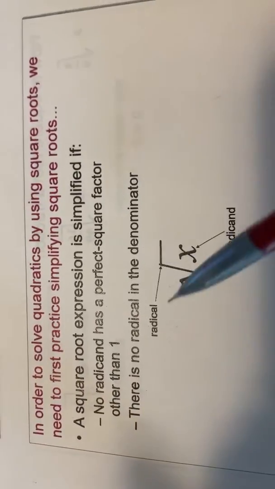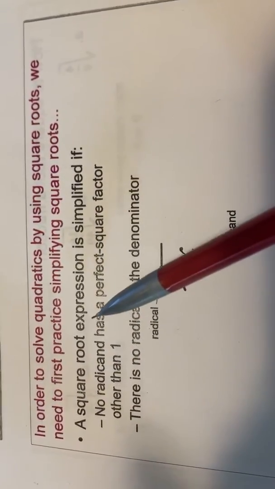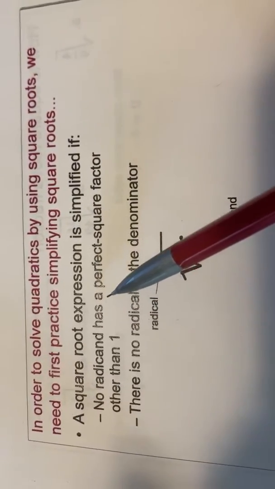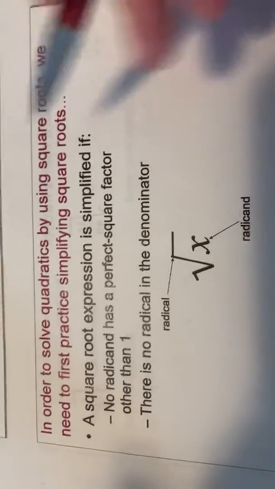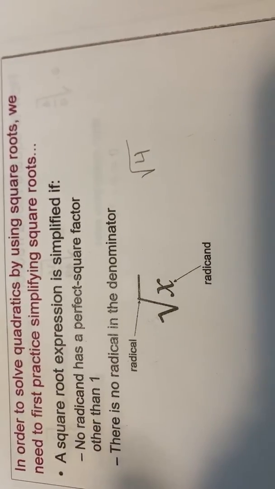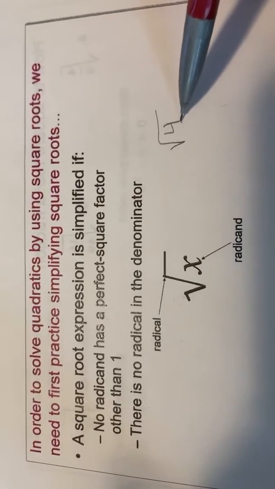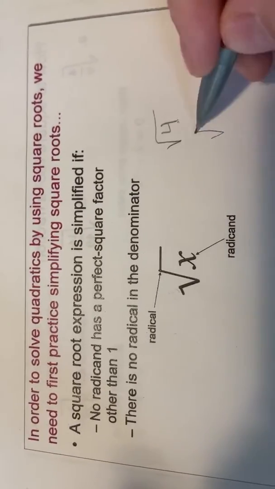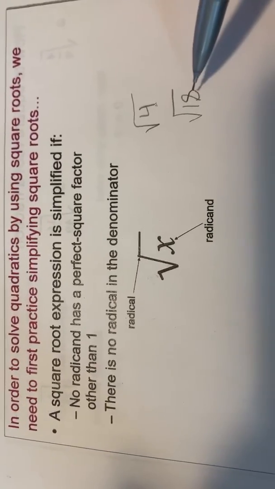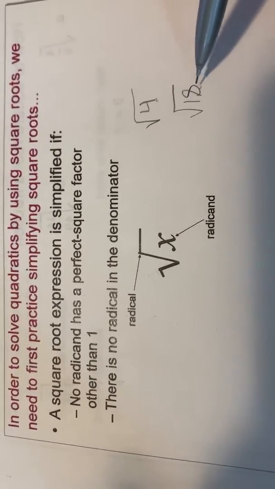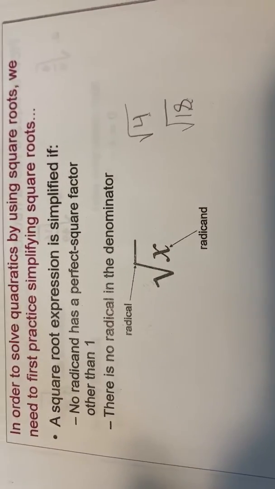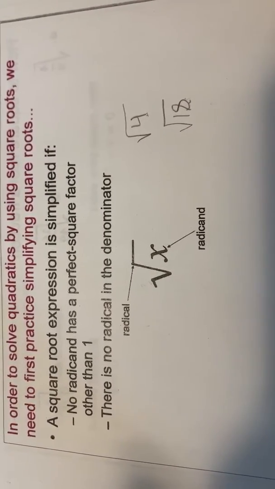So for a square root expression to be completely simplified, no radicand can have a perfect square factor other than 1. For example, we know the square root of 4 isn't completely simplified because it has a perfect square factor, 4. Even something like the square root of 18 isn't completely simplified because 9 is a factor of 18. So we're going to have to break that down.